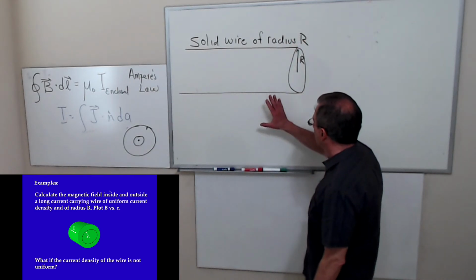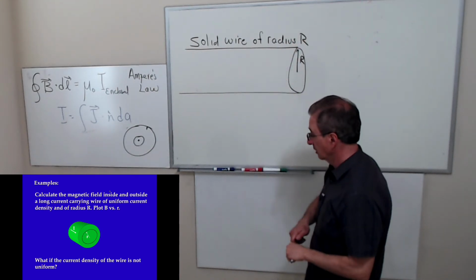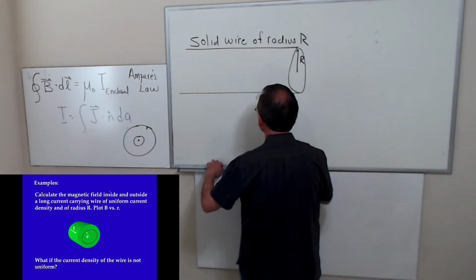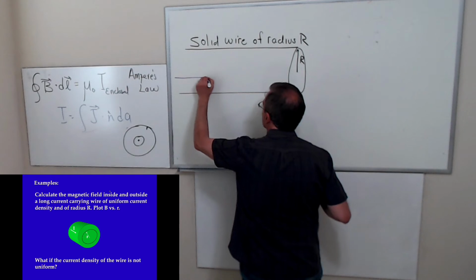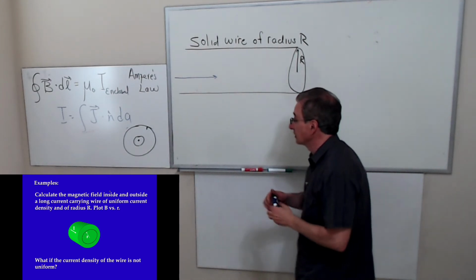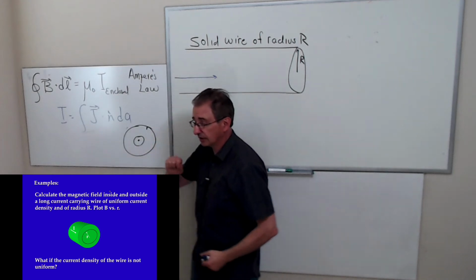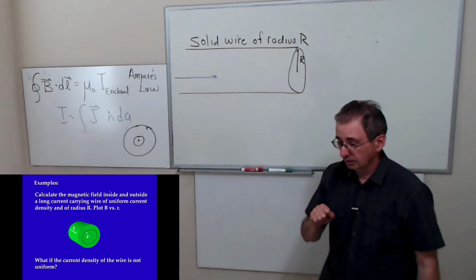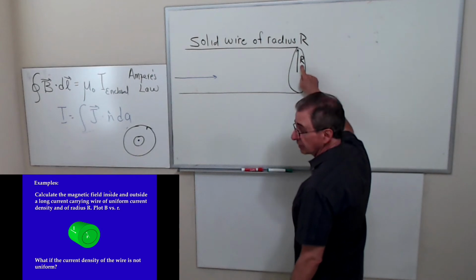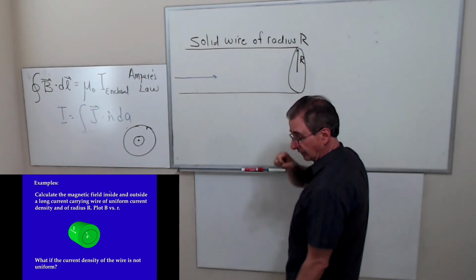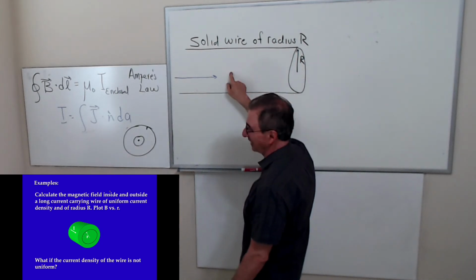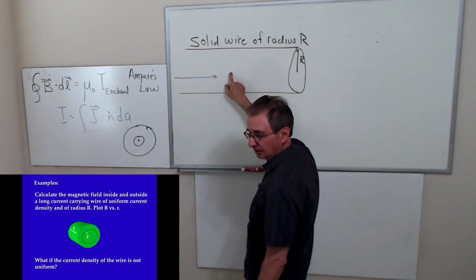I want to find the field out here and in here. So let's say that the current is directed towards the right. I want to use this expression to calculate the magnetic field for distances bigger than this value and distances smaller than this value. So here's where the problem comes in with the mu naught, calculating the magnetic field inside here.